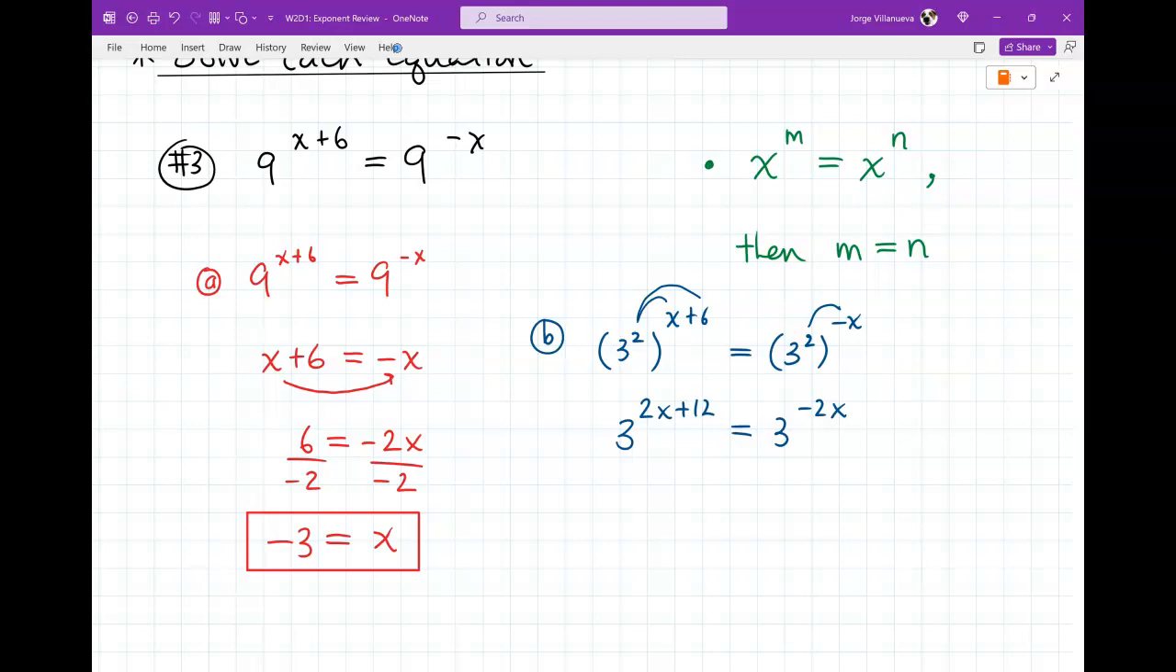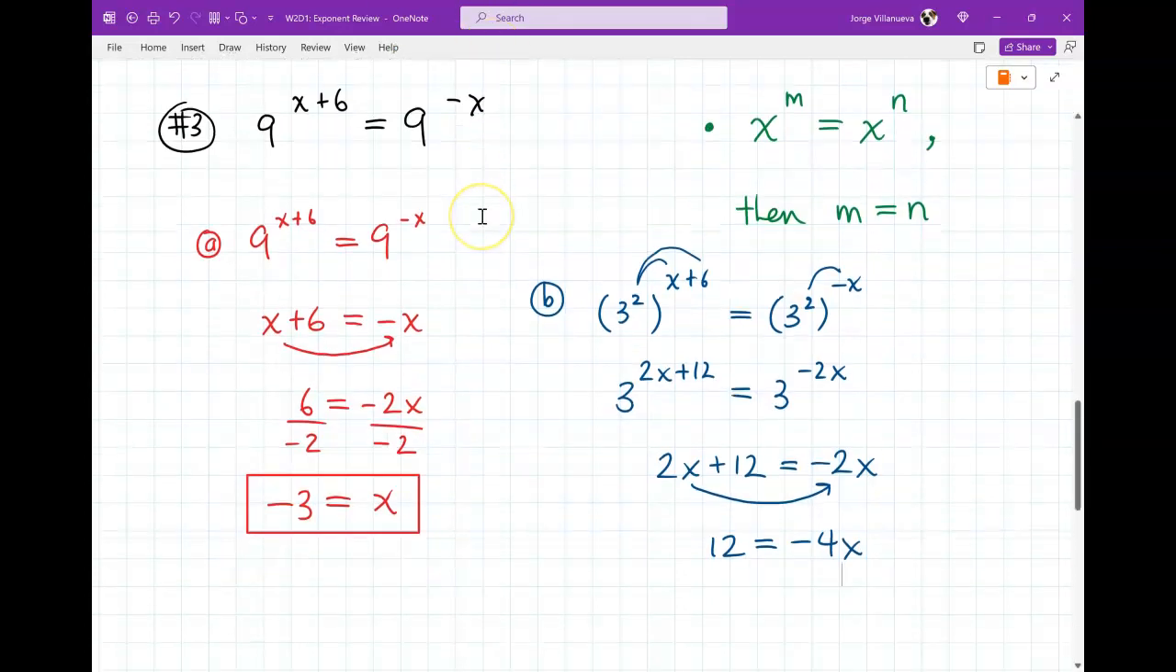Now my bases match, right? 3 and 3. I know they matched before, and you might say, why the heck did I do all this? But I'm just trying to show you a different technique, because sometimes it's needed. So the bases match, so I'm going to set the powers equal to each other. 2x plus 12 equals negative 2x. And now if I move the 2x over to the right side, I get 12 equal to negative 4x. And if I divide both sides by negative 4, what's my answer?